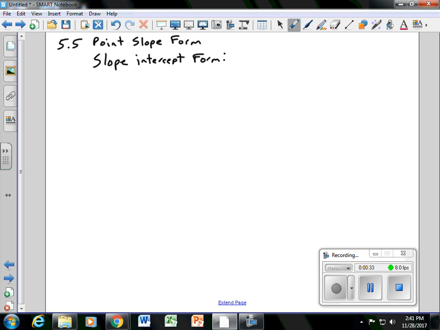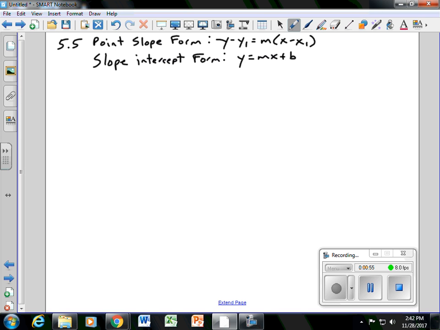And we should have the slope-intercept form memorized. Slope-intercept form is y equals mx plus b, where m is the slope and b is the y-intercept. Point slope form is going to be y minus y sub 1 equals m times parentheses x minus x sub 1.